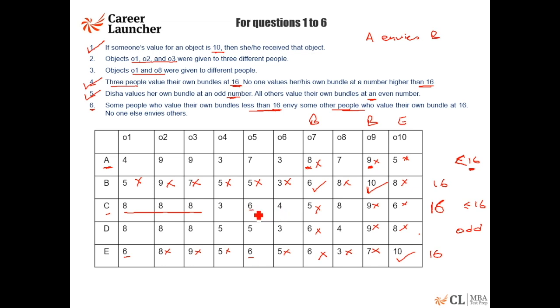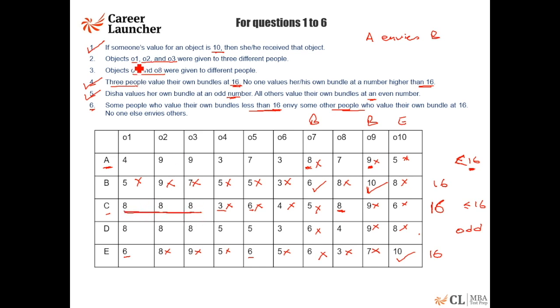Cannot get 6. 6 plus 12 is 16, not possible. 3 plus 13, not possible. 4 plus 12, not possible. So the only possibility is that C will definitely get O8 and 1 out of these 3.